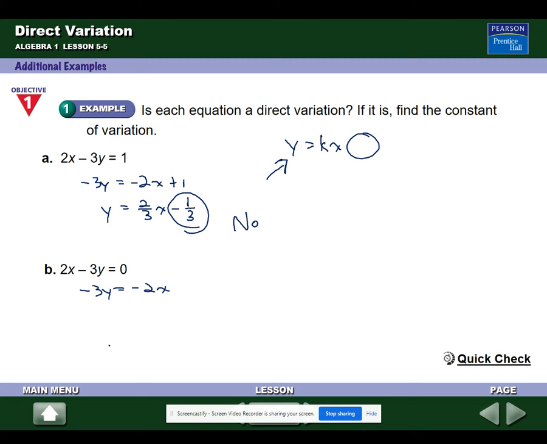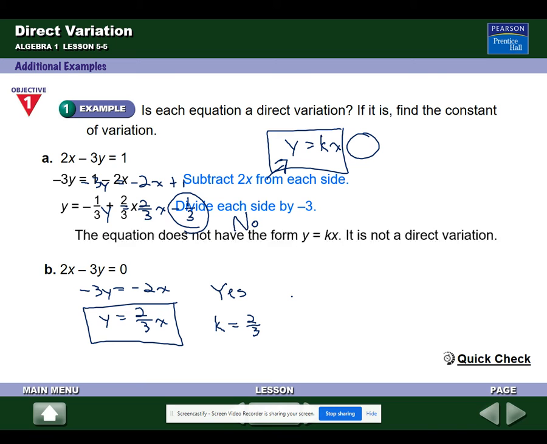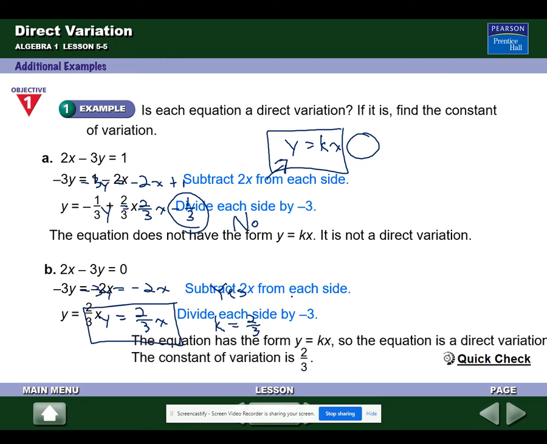0 minus 2x is just -2x. Divide by -3, and you'll have -2 divided by -3. Go ahead and simplify the negative divided by negative, and you have 2/3 x. Y equals 2/3 x. Yes, it is direct variation, and the k value is 2/3. This does look like this, and the k value then is the 2/3. The constant variation is 2/3.